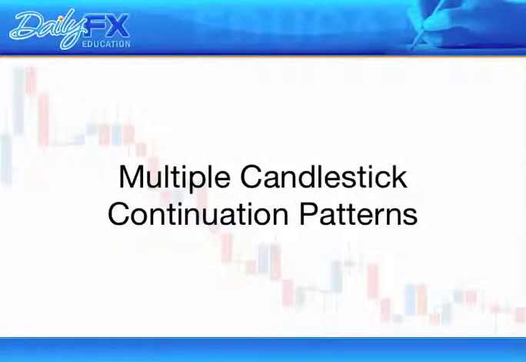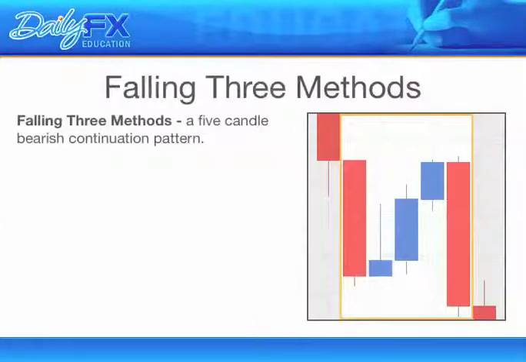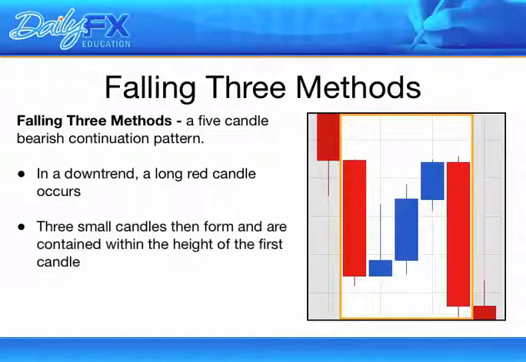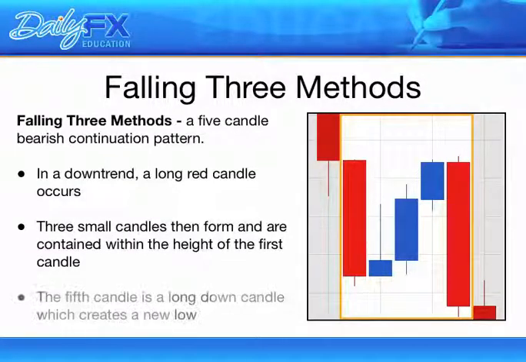Continuation patterns suggest the market will maintain an established trend. Continuation patterns help traders differentiate between price action that is in full reversal and those merely taking a pause or slowing down. Let's first look at bearish continuation patterns, starting off with the following 3 methods. In a downtrend, a long red candle first occurs. The second, third, and fourth candles are short candles that fall within the range of the first. The fifth candle then continues the downtrend with a long red candle that creates new lows.